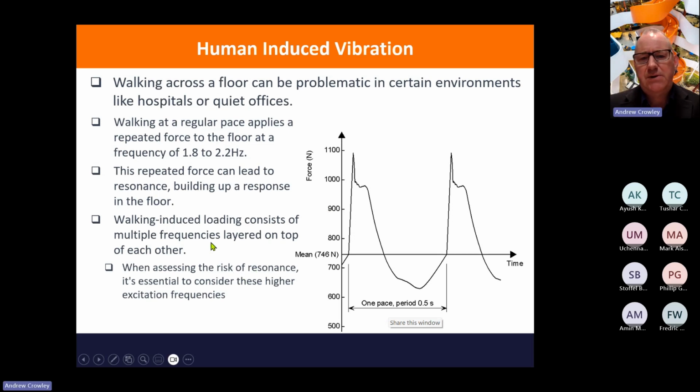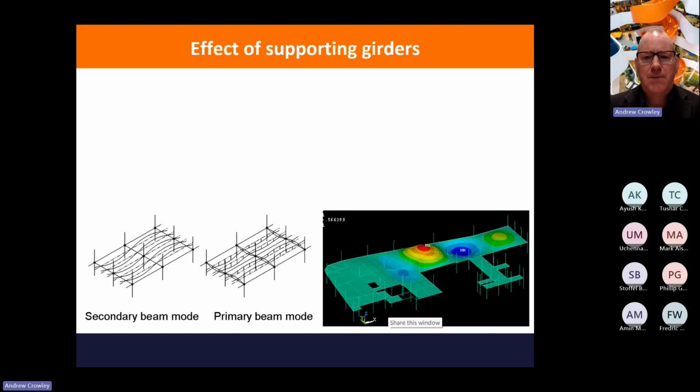And generally, people are not walking in sync. Now, if people do walk in sync, it's much more likely to hit that resonant frequency, particularly if you have no damping. So when assessing the risk of resonance, it's essential to consider these higher excitation frequencies.